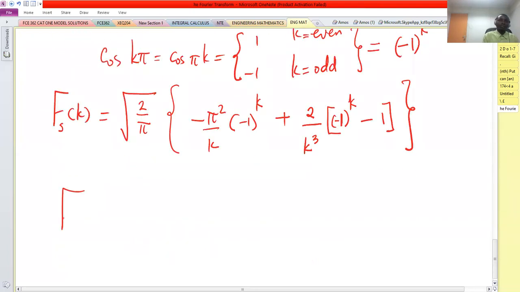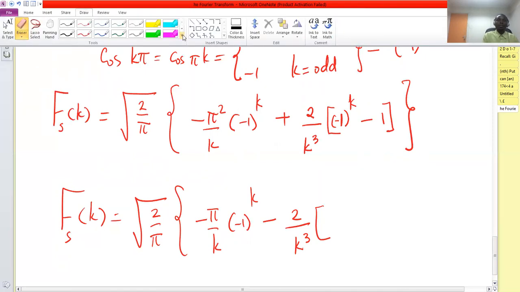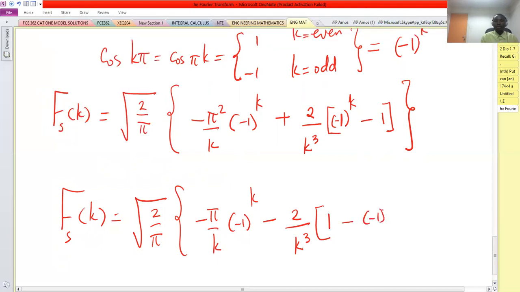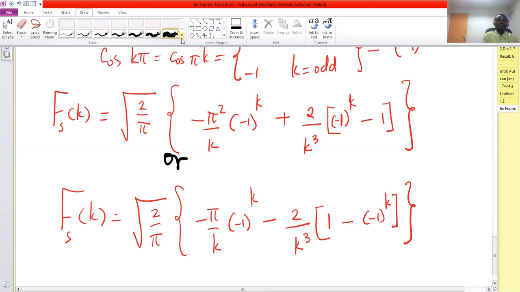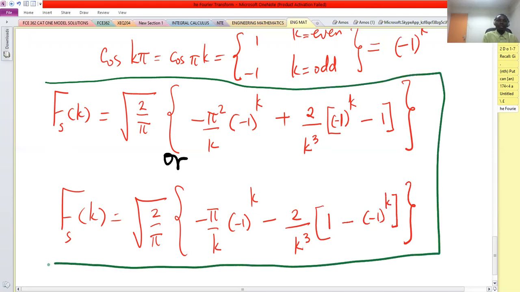Or you can as well write the sine Fourier transform as root 2 over pi times minus pi over k, minus 1 to the power k, minus 2 over k cubed into 1 minus minus 1 raised to power k. It should be the same thing. So this was the solution to the problem given. Either this or this are the simplified expressions for the Fourier sine transform of the function that was given in the question. Then you get your full marks. So thank you.